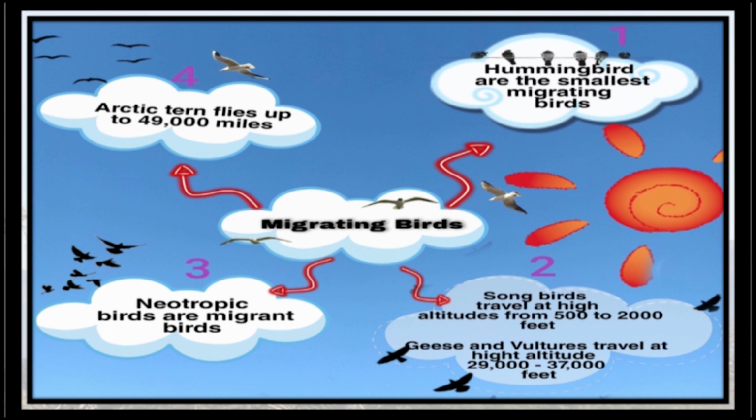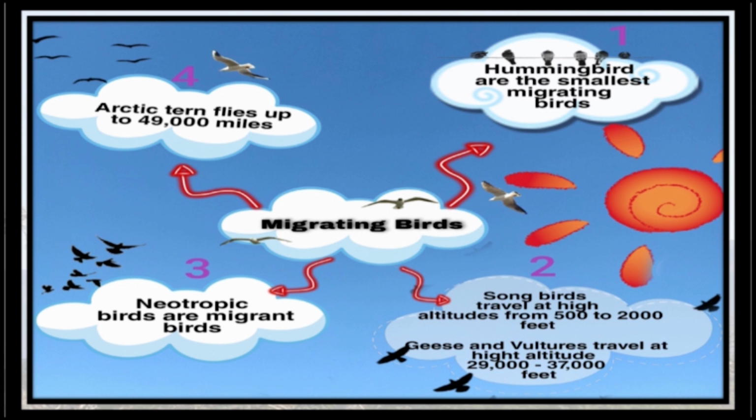Facts about migrant birds. Hummingbirds are the smallest migrating bird with an average weight of 1/8 of an ounce. They can travel at a speed of 30 meters per hour. Their migratory path takes them across the Gulf of Mexico twice a year. They fly this non-stop, which can be as far as 600 miles. That's a long journey for such a small bird.